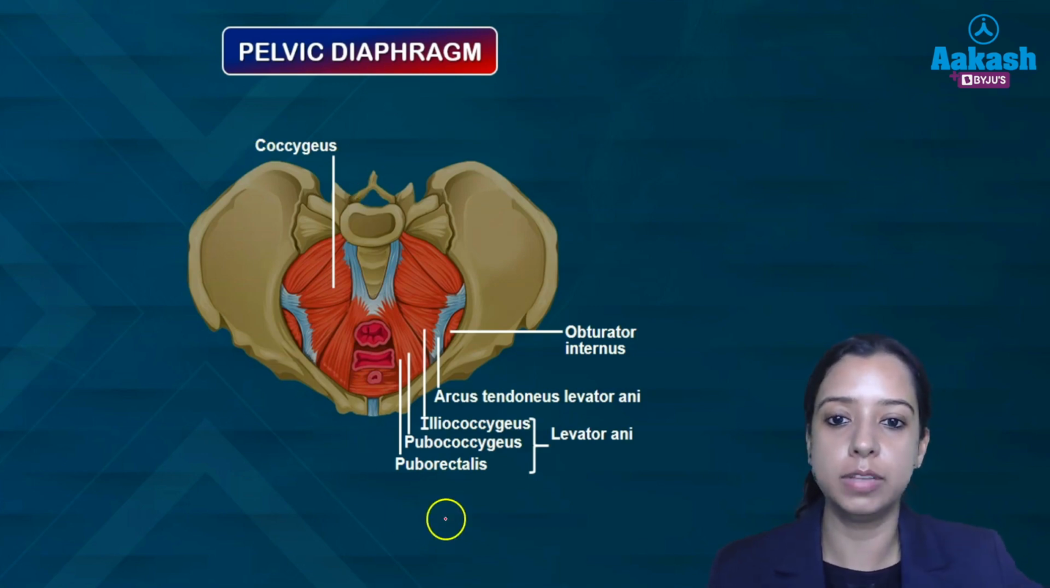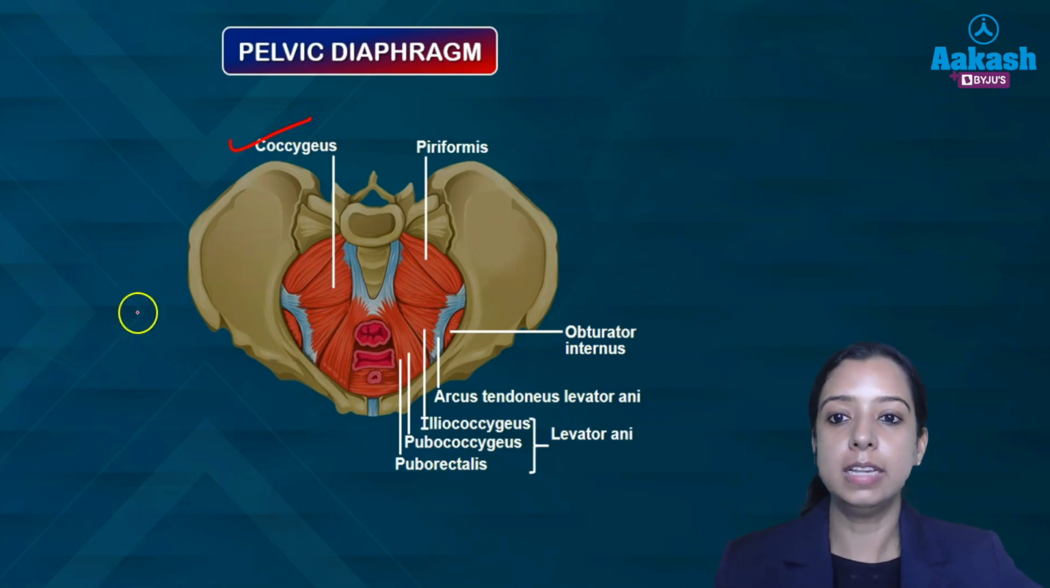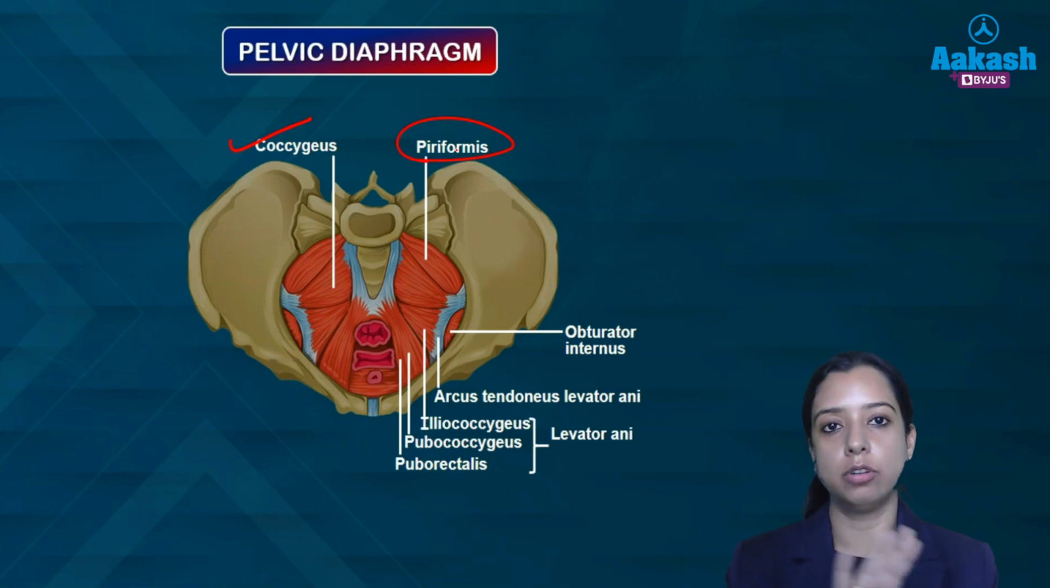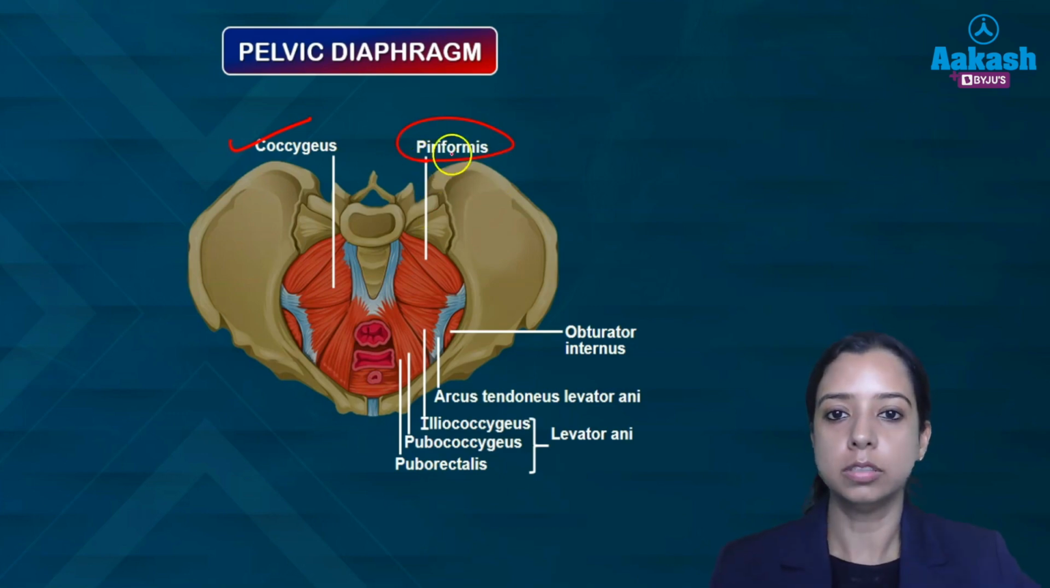That was the question. Which of these do not form levator ani? It is coccygeus. Now, this muscle piriformis is the posterior most. It does not form pelvic diaphragm. It does not form the part of your levator ani. So, this is about piriformis.